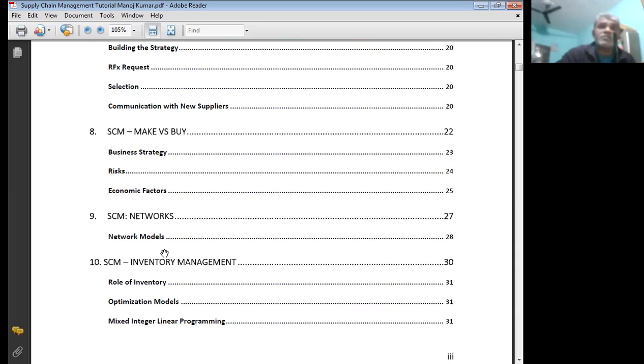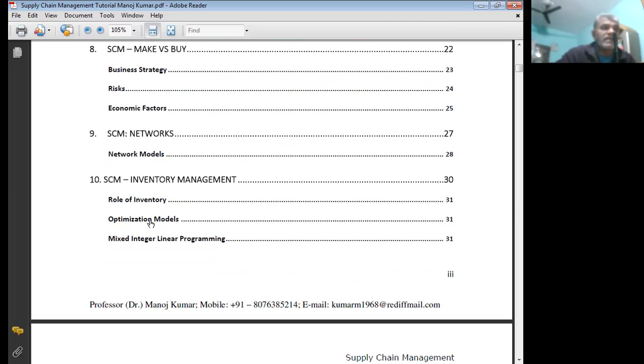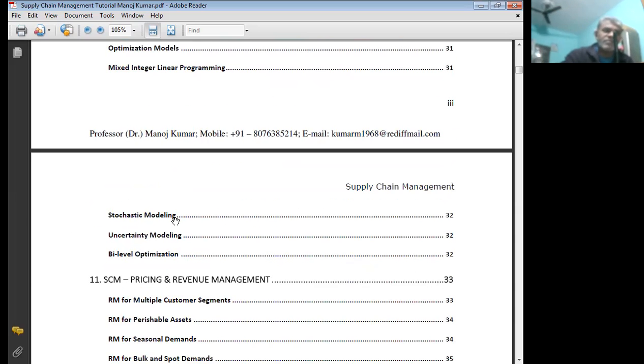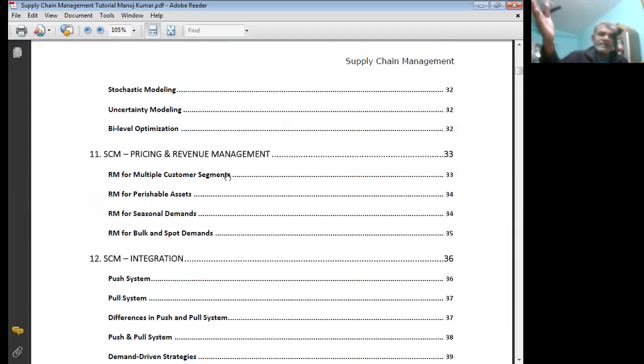Supply chain networks, network models. What are the different supply chain network models? Supply chain inventory management: role of the inventory, optimization models, mixed integer linear programming, stochastic modeling, uncertainty modeling, bi-level optimization. Then pricing and revenue management: revenue management for multiple customer segments, for perishable assets, for seasonal demands, and for bulk and spot demands.